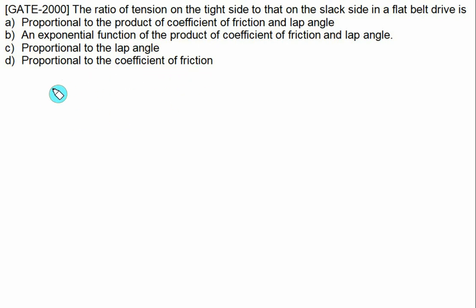We know that the ratio on the tight side, T1 by T2, is the same as e to the power mu theta. So it's clearly an exponential function of the product of coefficient of friction and the lap angle theta. Choice B is the correct choice.